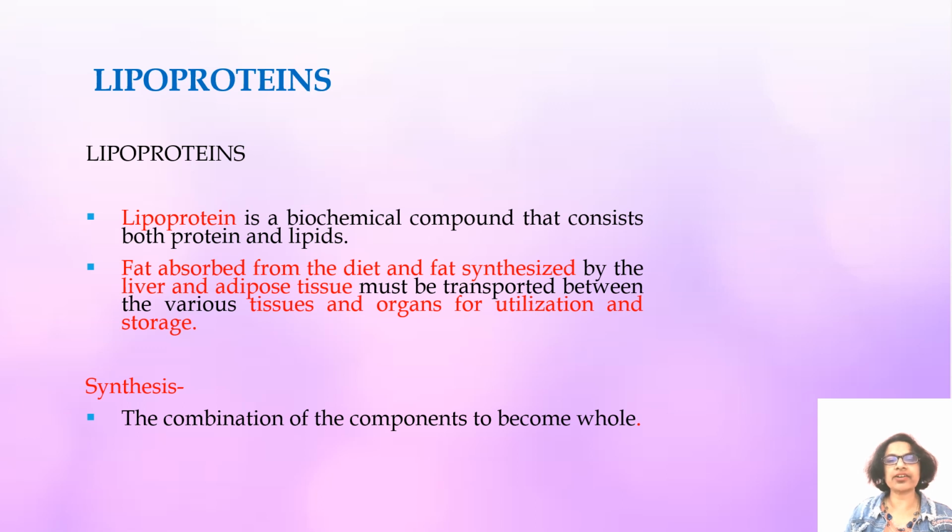So lipoprotein is a biochemical compound that consists of both protein and lipids. Usually fat absorbed from the diet and fat synthesized by the liver, and adipose tissue, must be transported between the various tissues and organs for utilization and storage.